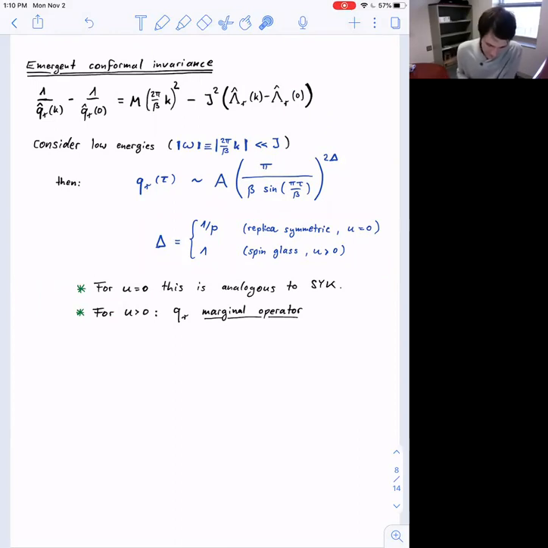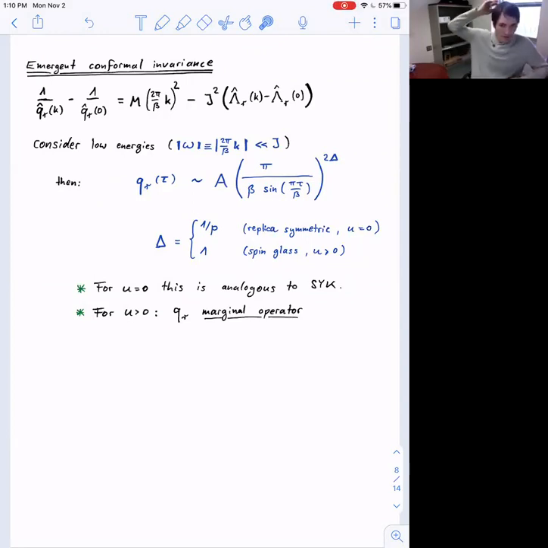Now, what's also interesting is that in the replica symmetric phase, when U is zero, then the analysis is like in SYK, and you get the same answer as in SYK, namely that this thing should scale with a scaling dimension 1/P, where P was the number of indices on the coupling. But in this spin glass phase at low temperatures, when U takes some finite value, then this scaling dimension is actually 1. So that's an interesting new feature that doesn't happen in SYK. Then we have some marginal operator describing the system in this regime.